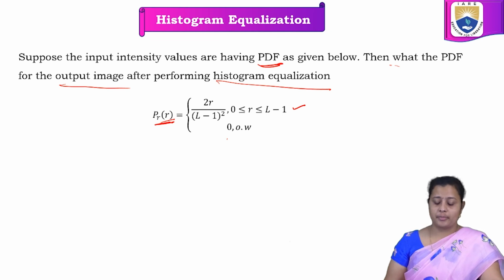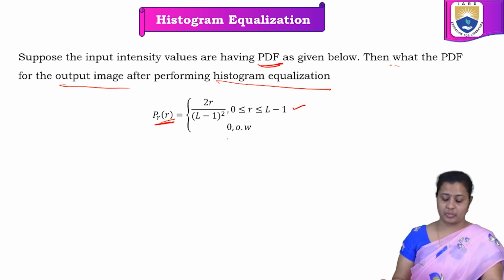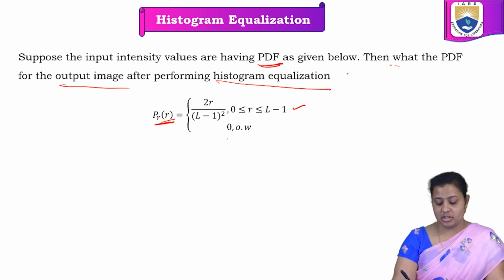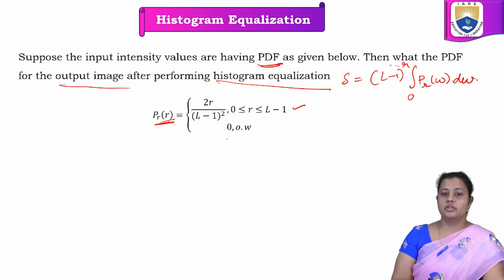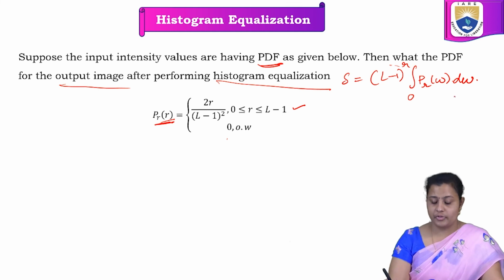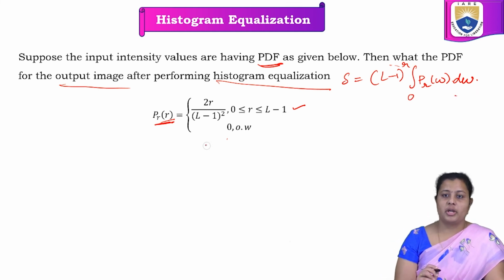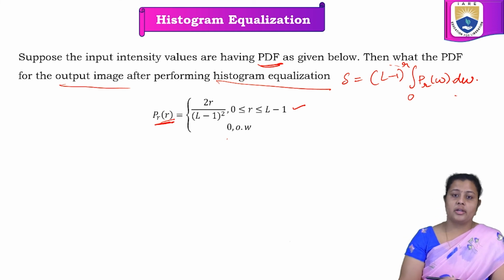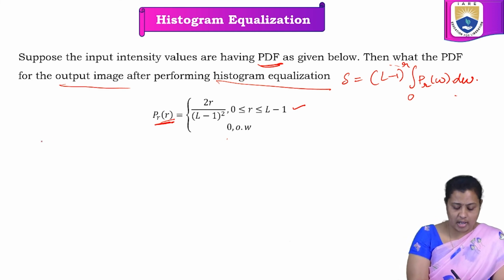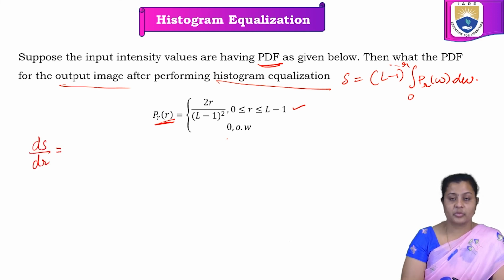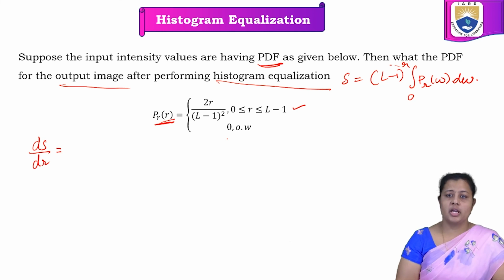Now, how do I get my histogram equalization? Histogram equalization means S is equal to (L minus 1) times the integration from 0 to R of PR of W dW. We are going to use this and calculate the output intensity value. In my previous case, what did I do? I started calculating the function ds by dr.